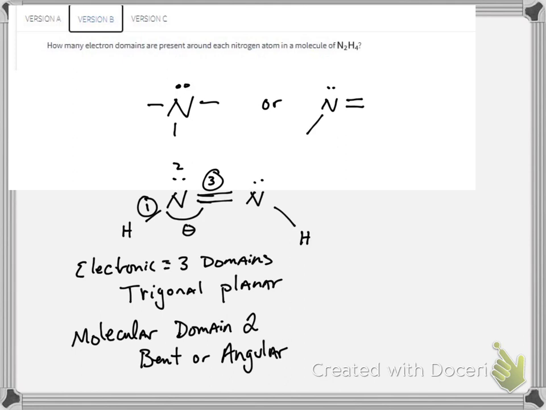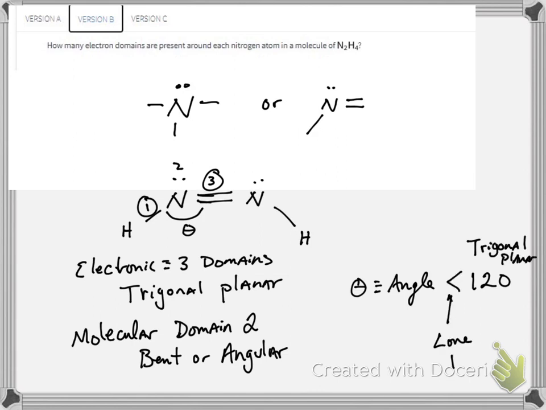If we wanted to report the angle, this would be the angle here. Since it's trigonal planar, we think of it as 120 degrees. But because of the lone pair that's involved, it's less than 120. And that is due to the additional electron-electron repulsions that force the angle down, so it makes the angle smaller.